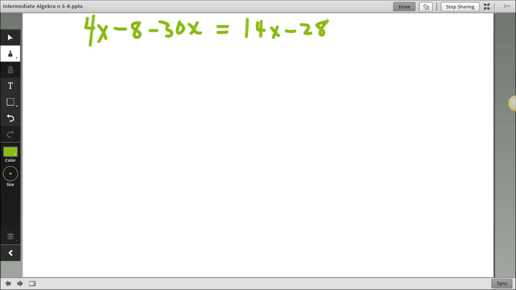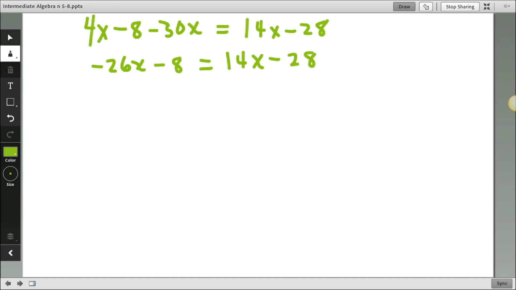All right, so in the multi-step process, step 1 is to distribute, step 2 is to combine terms on the same side. Well, none of these terms combine, so over here I can combine 4x and 30x. So that's 4x minus 30x, which is negative 26x minus 8 will equal 14x minus 28.